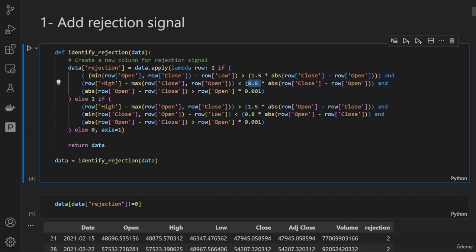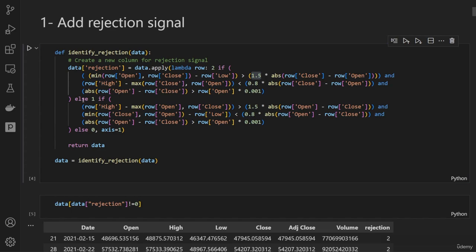This coefficient is a magic number here, 0.8. It can be 0.6 or 0.5. It's just something that you would want to adjust to select those candles or rejection signals. You might want to be very selective. If you want, you can decrease this coefficient and increase this one. Or if you want to loosen up a bit to get more signals, these are good numbers.